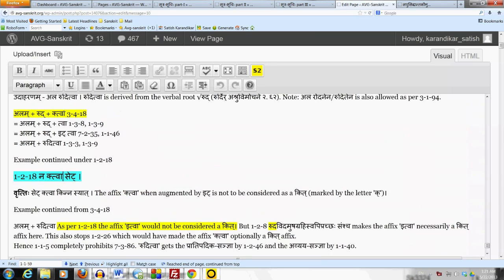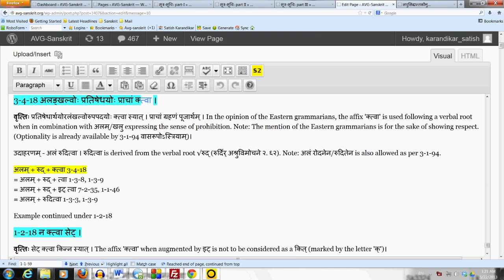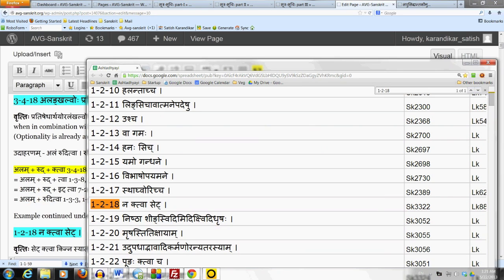Okay, so after applying the affix ktva by the sutram 3.4.18 alamkhalvoh pratishedhayoh prachang ktva, we got to the stage where we have alam plus ruditva. Now let's look at the sutram 1.2.18 na ktva set.